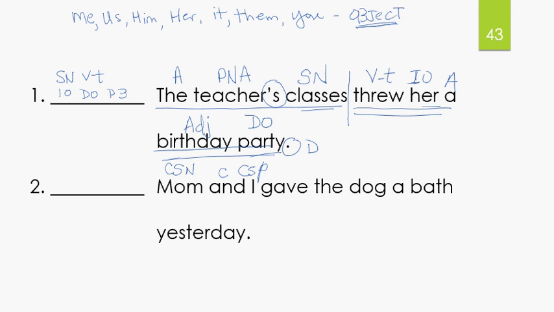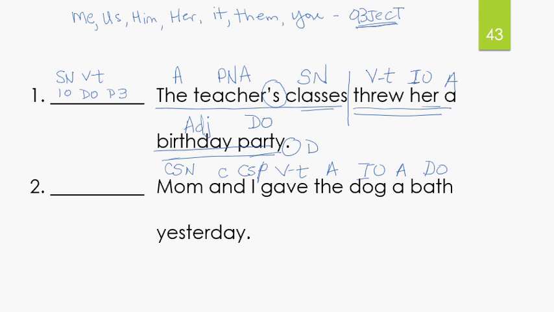What is being said about mom and I? Gave. Gave what? Did we give the dog away? No, we did not give anybody the dog or give the dog away. We gave a bath. So that's your direct object. Gave a bath to whom? The dog. That's your indirect object. Then let's change our verb to verb transitive. And let's go ahead and label our article adjective A and article adjective the.